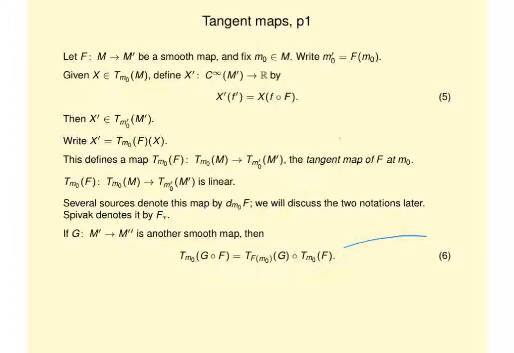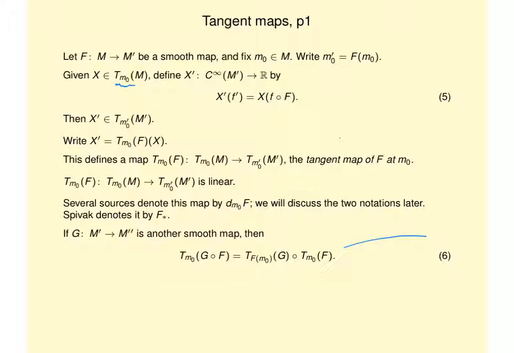So we start off with a smooth map, capital F from M to M prime, and fix a point in the domain, M0. And I'll write M0 prime for the value of F at M0. This is basically to keep the notation a bit simpler than otherwise. So I take a tangent vector to the domain at M0.